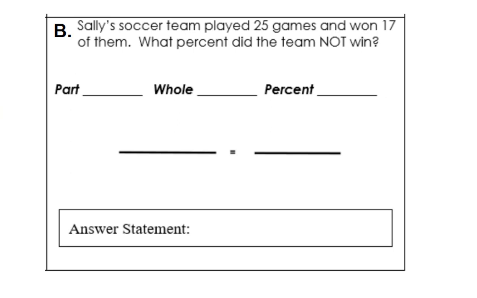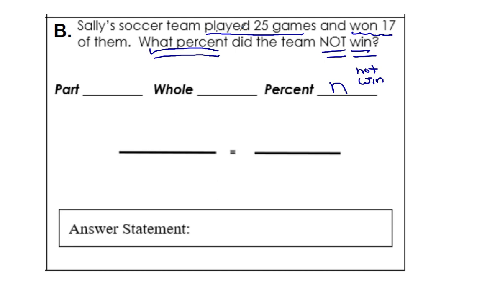Sally's soccer team played 25 games and won 17 of them. What percent did the team not win? Okay, so we're looking for the percent that they did not win. So this is our N. Put our description, not win.